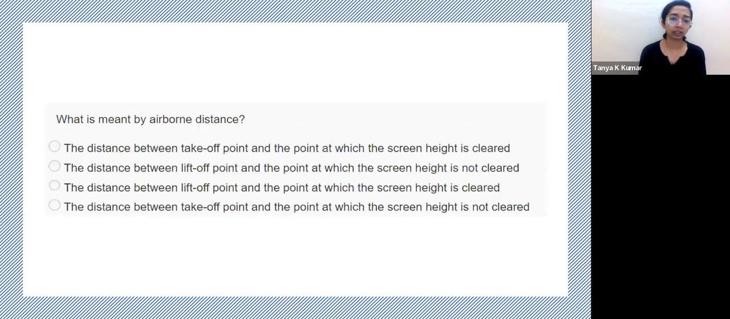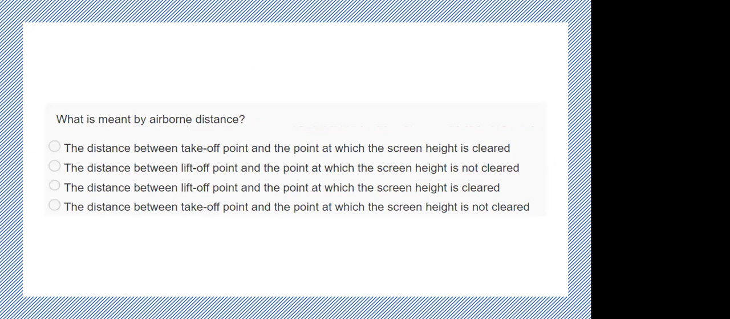Now, what is meant by airborne distance? Is it the distance between takeoff point and the point at which screen height is cleared? Distance between liftoff point and the point at which screen height is not cleared? Distance between liftoff point and the point at which screen height is cleared? Or difference between takeoff point and the point at which screen height is not cleared? Ma'am, I think so. Option A, ma'am.